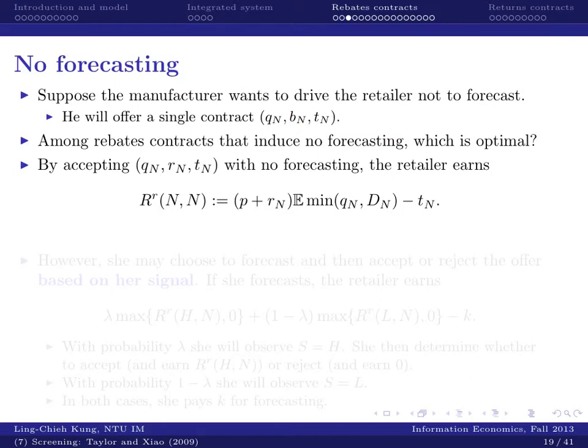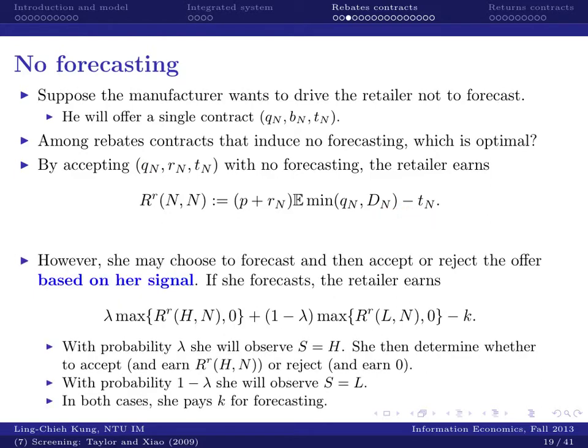By accepting this contract with no forecasting, the retailer is going to earn this. We know here NN means I do not forecast, and also I choose this contract intended for the no forecasting retailer. So that's why my profit is written in this way. However, she may also choose to forecast and then accept or reject the contract based on her signal, right?